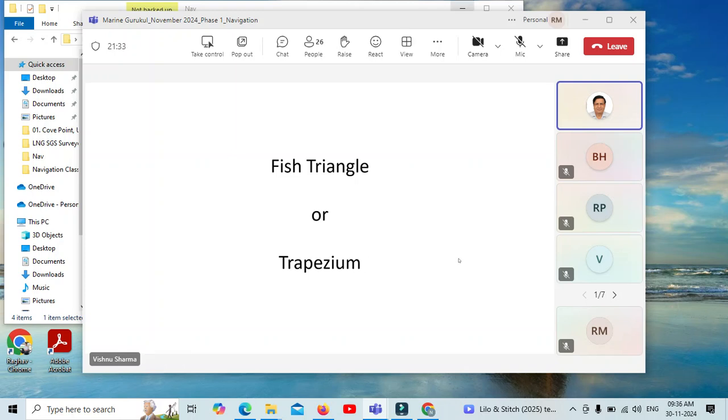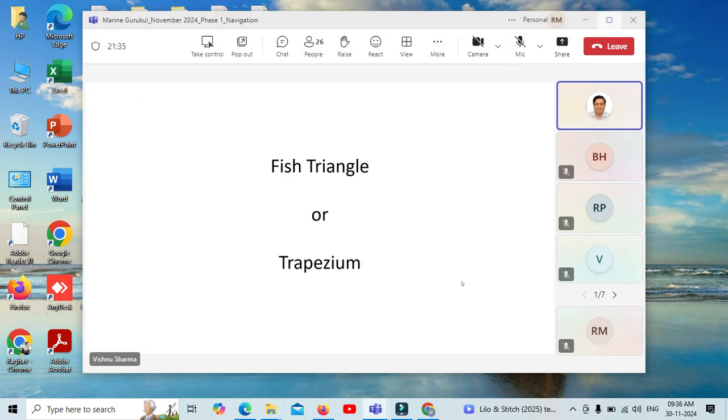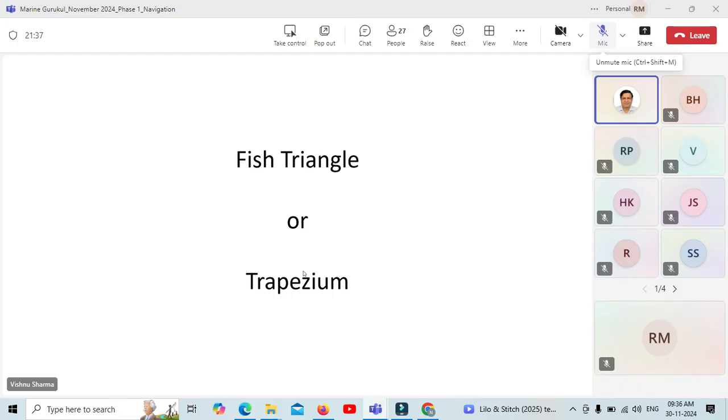Okay, guys. Can you confirm if audio is also clear, beta? Audio visual both clear? Yes, sir. Clear. Okay.